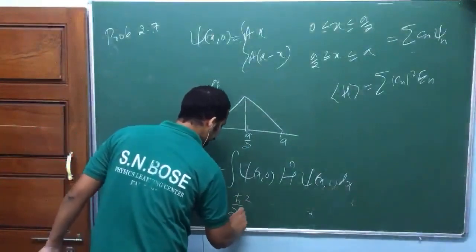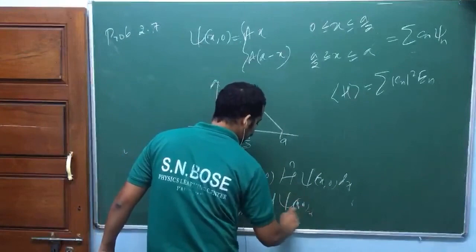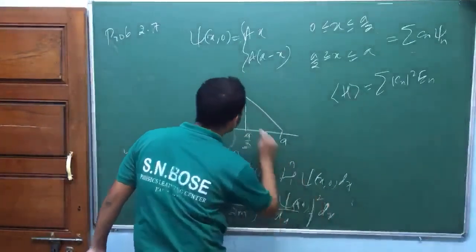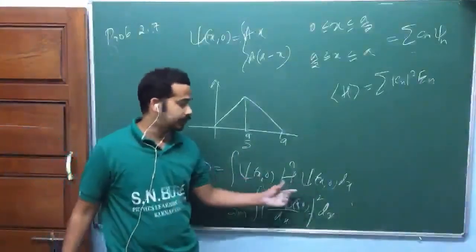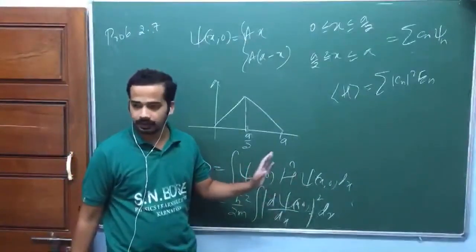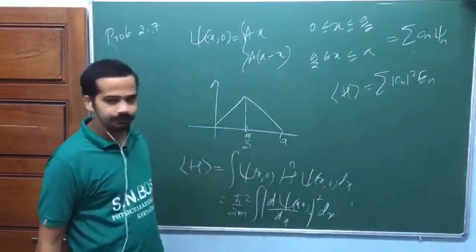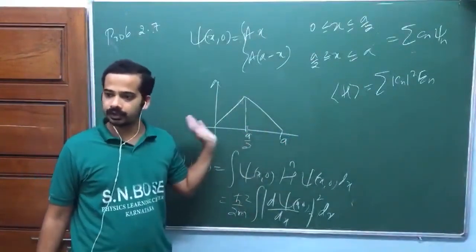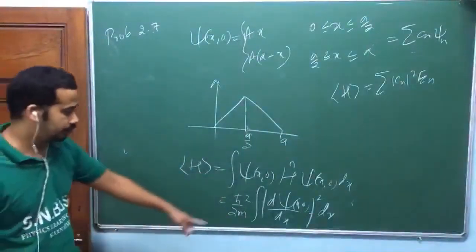H bar square by 2m, integral of d psi x comma 0 by dx mod square dx. Why? This has a sharp edge. This has a derivative discontinuity. You can't go for the second derivative. P cap square is the second derivative operator. Don't go for the second derivative. The first derivative is discontinuous. The wave function is always continuous, but the first derivative is discontinuous. You should go for this one.